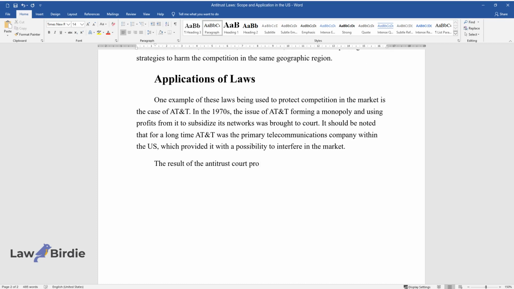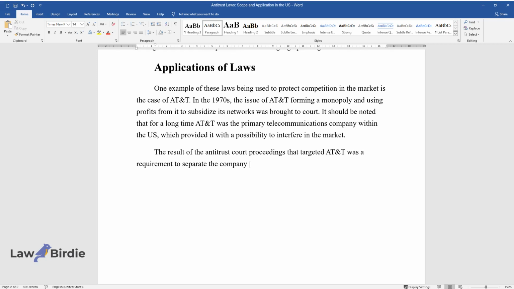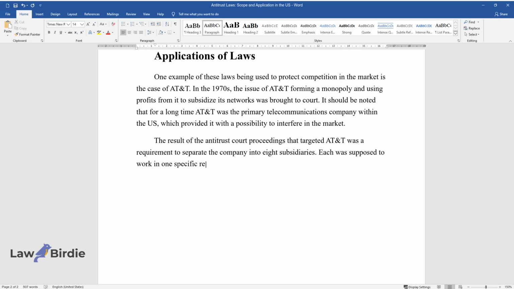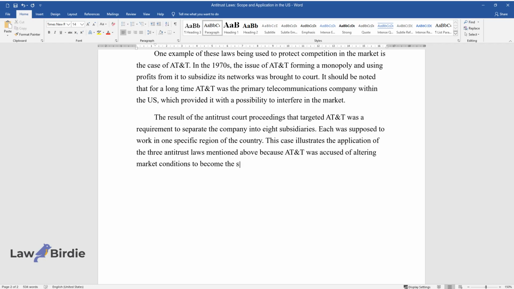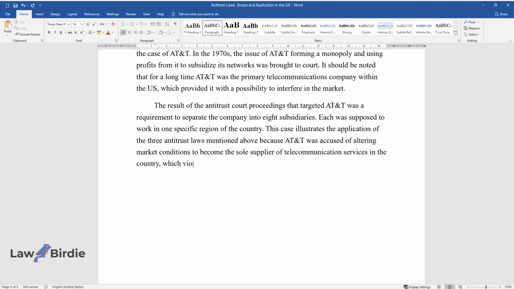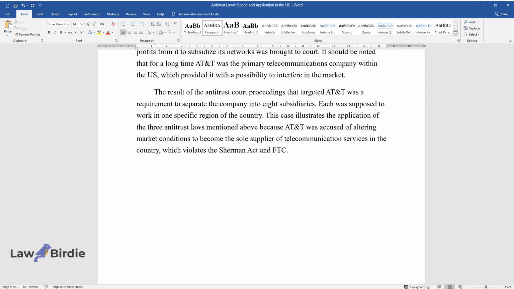The result of the antitrust court proceedings that targeted AT&T was a requirement to separate the company into 8 subsidiaries. Each was supposed to work in one specific region of the country. This case illustrates the application of the 3 antitrust laws mentioned above because AT&T was accused of altering market conditions to become the sole supplier of telecommunication services in the country, which violates the Sherman Act and FTC.